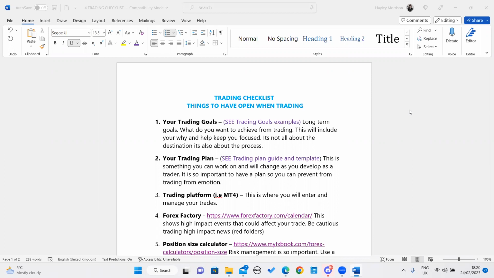So first thing I've got there is your trading goals. So the long-term goals, but it's good to look at these when you're going to trade, just to remember why you're doing what you're doing, and focus on your goals and where you want to be.